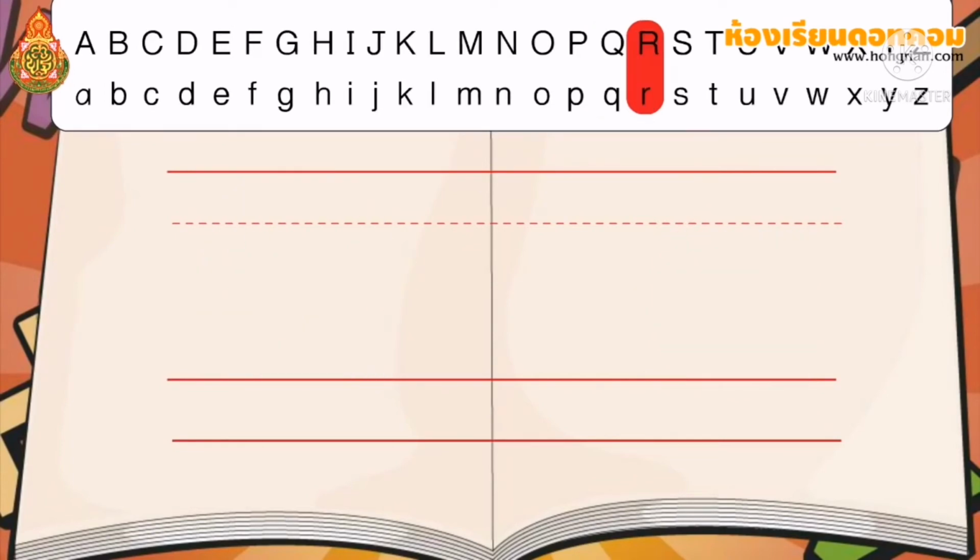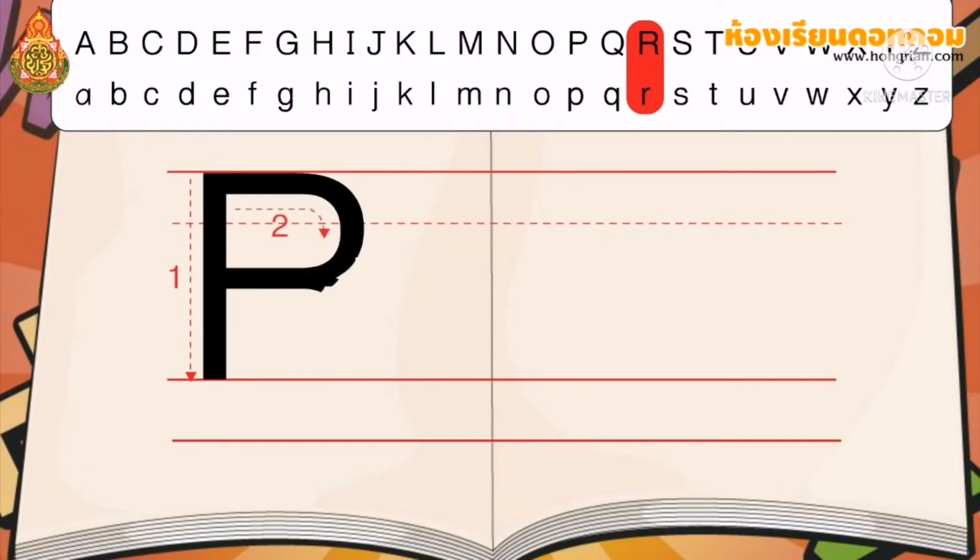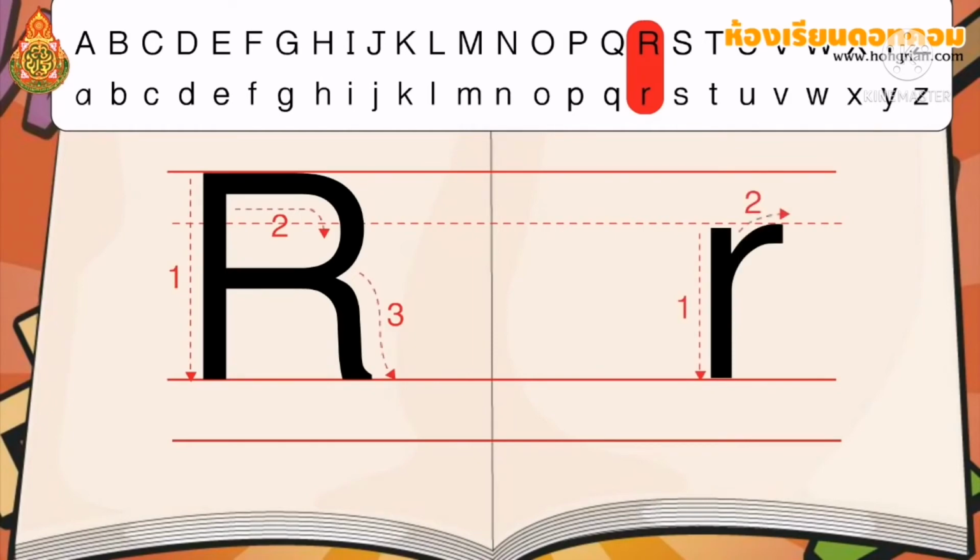Next, capital letter R. Start with 1, 2, and 3. And small letter R. Start with 1 and 2.